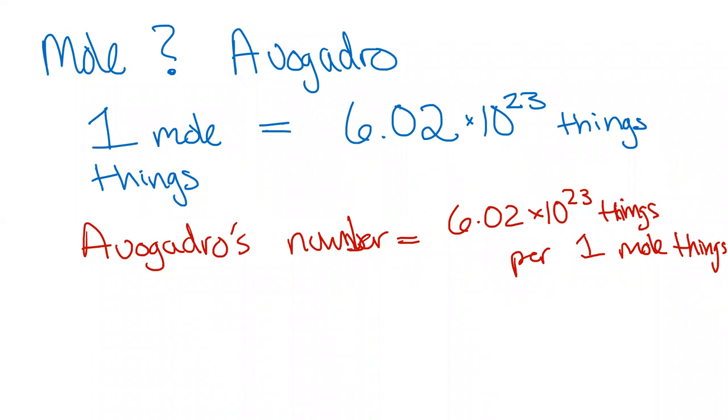So, Avogadro's number, okay? 6.02 times 10 to the 23rd things per one mole of things. Make sense so far? Okay.